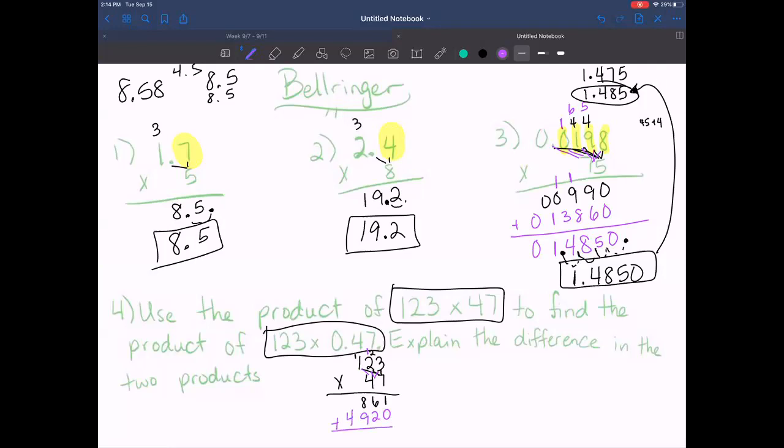Now I'm going to add it all together. I don't have a lot of room, so I'm going to move my addition up here. So 1 plus 0? 1. 6 plus 2? 8. 8 plus 9? 17. We slowed down on that one. I carry my 1, 4 plus 1? 5. And I see the answers in there. So, right now I have 5,781. That is the amount of 123 times 47.